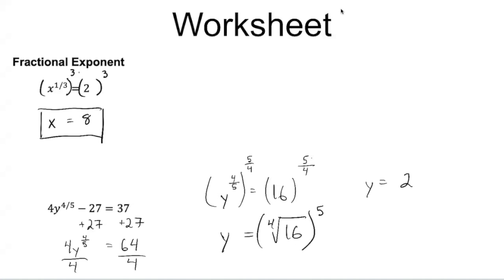But in this case, because it's an even root, we have to consider the possibility that it's both positive and negative 2. And it can then be raised to the power 5. The result being that y equals either negative 32 or positive 32. Because we have an odd power, now what's left is the possibility that we have two answers, negative 32 and positive 32.